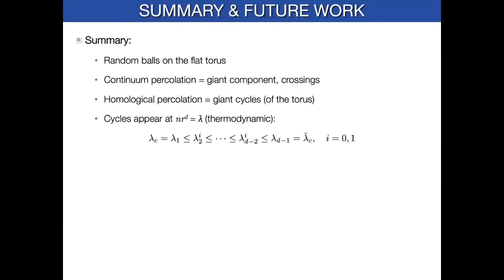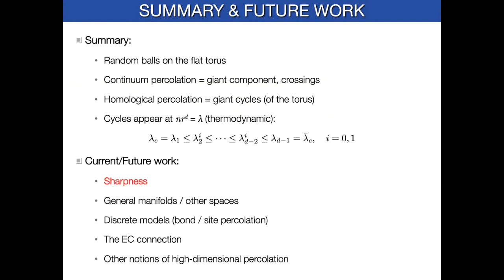So I'll just conclude. I told you about this percolation phenomenon, this specific model, the random bursts on the flat torus. We said that in continuum percolation we're studying the giant components, and we extended it to the formation of giant cycles. We saw that there are different phase transitions for the appearance of different cycles in different dimensions. We can prove certain things, not all of them, but we can show that there's some ordering to the appearance of those cycles. The main thing that we're still missing is the sharpness results.